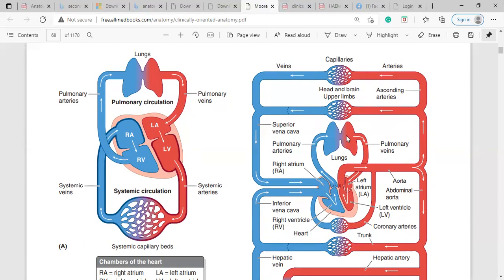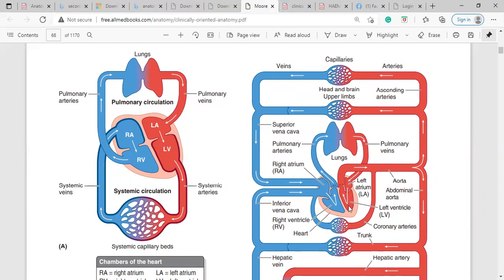The blood gets to the lungs and it is oxygenated. And then the pulmonary vein returns that blood into the left atrium. From the left atrium, there is a valve here called the bicuspid valve, or mitral valve. That valve opens and the blood enters the left ventricle.